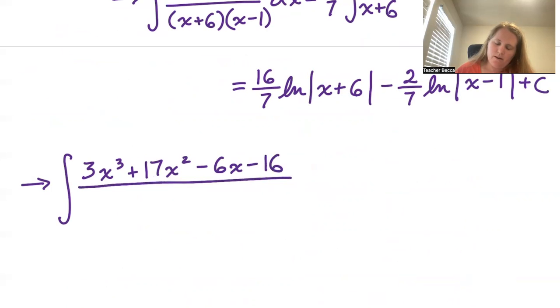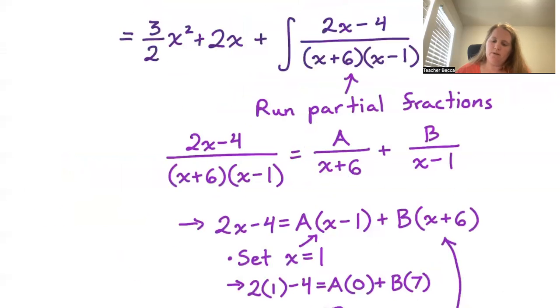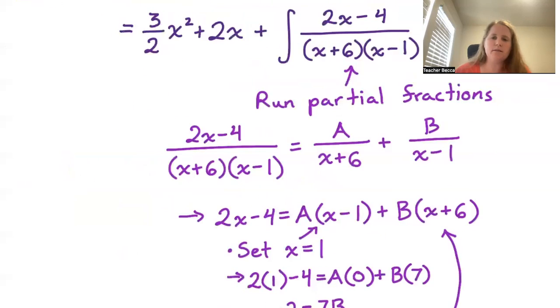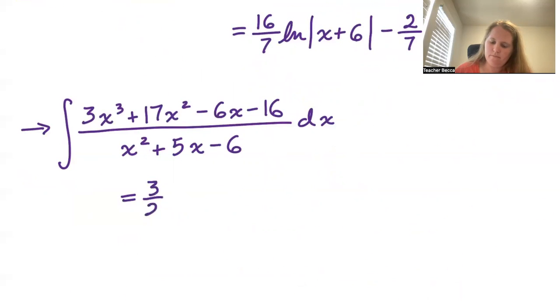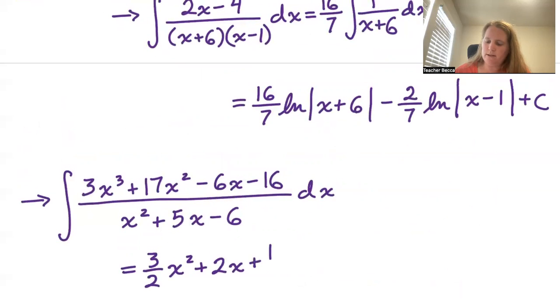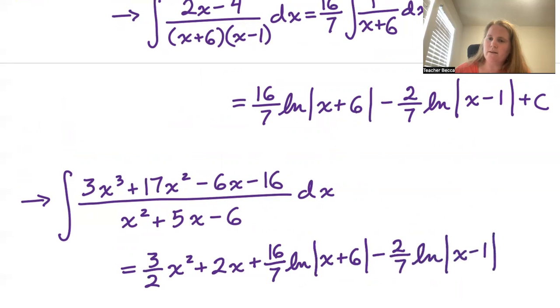all over the x squared plus 5x minus 6 dx is equal to our first component, 3/2 x squared plus 2x. And then we have our remaining integral, which was plus 16/7 times the natural log of the absolute value of x plus 6 minus 2/7 times the natural log of the absolute value of x minus 1, and then plus C. So again, long division followed by partial fractions allowed us to evaluate this more complicated rational integral.